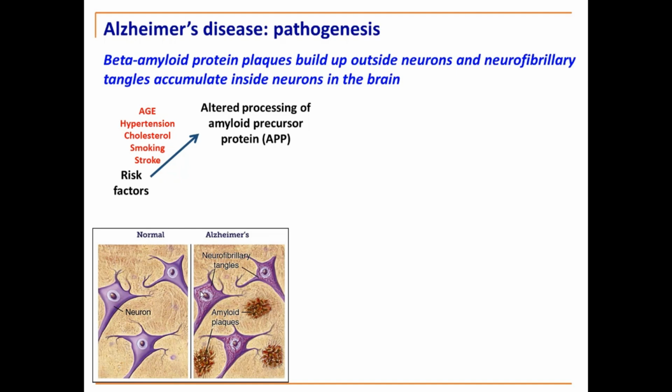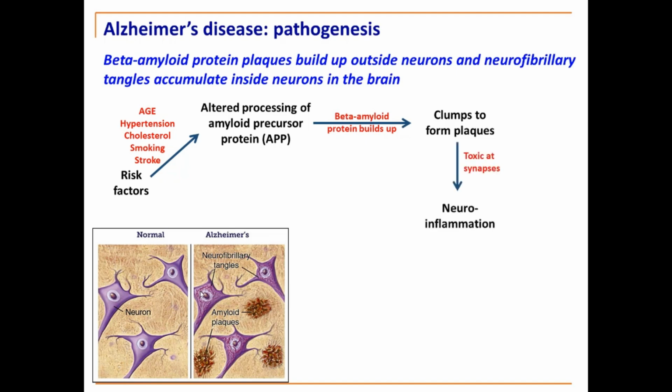And this protein, APP, is found in the membranes of nerve cells. It's converted to beta-amyloid instead of its normal product, so there's altered processing going on. This beta-amyloid protein starts to build up, and clumps go on to form plaques. Now, beta-amyloid is also seen in normal aging, but not at such high levels. So what we're seeing is much bigger levels of beta-amyloid forming these plaques, which is toxic at the synapses.